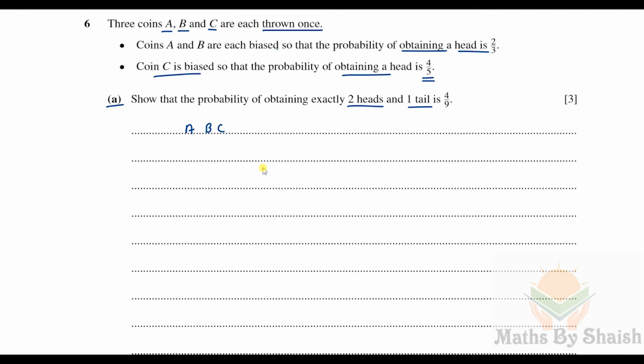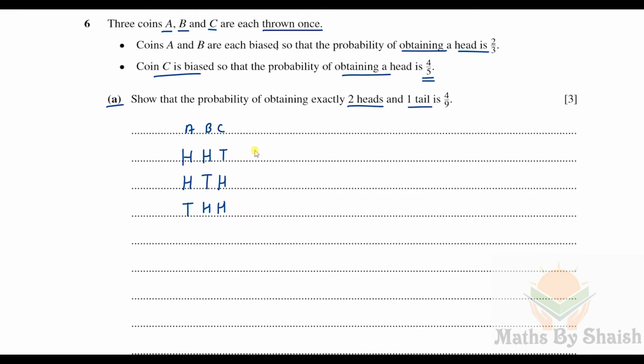Now we'll find all the possibilities. For exactly 2 heads on the 3 coins, we have possibilities like: first coin A shows head, second coin also shows head, and third one is tail. Or on A it is head, B it is tail, and C it is head again. Or on A it is tail and on B and C they are going to be head. So these are the only possibilities where we can get exactly 2 heads and 1 tail.